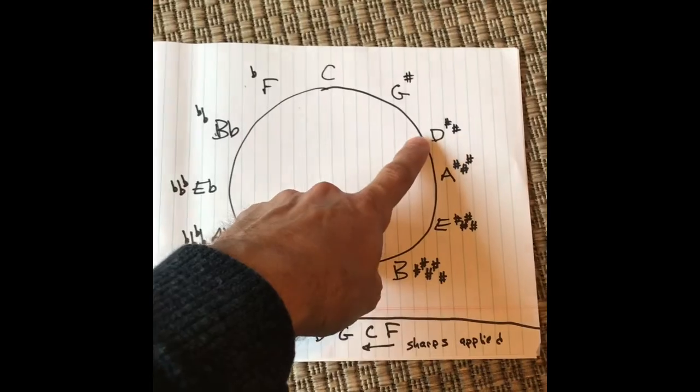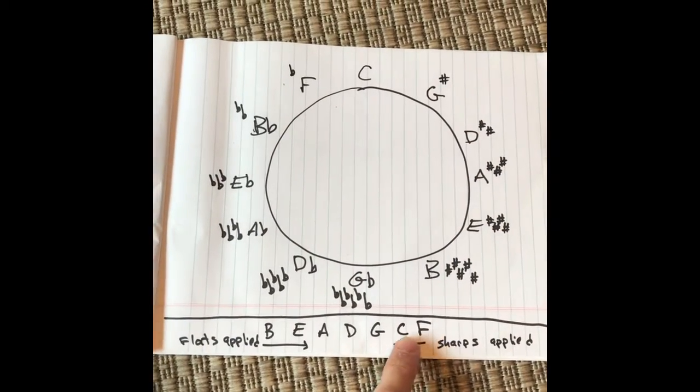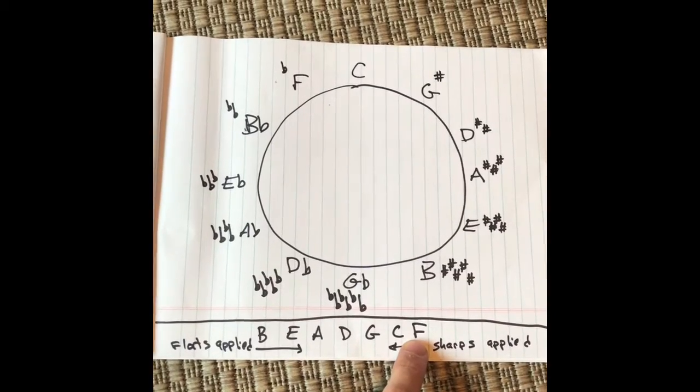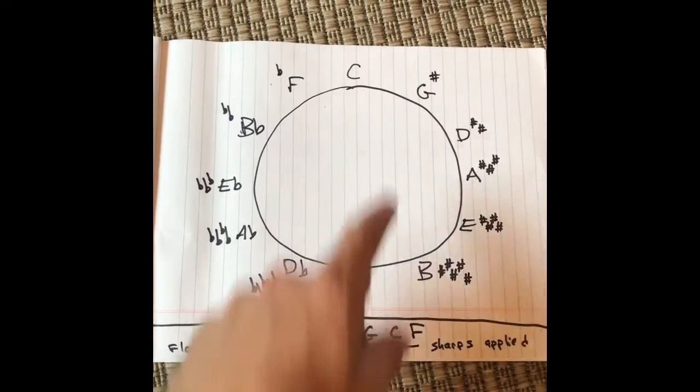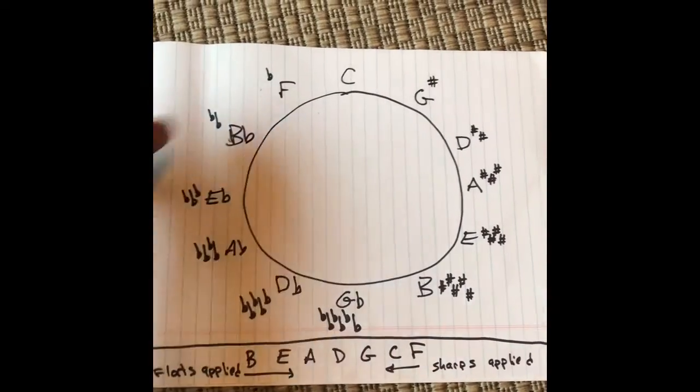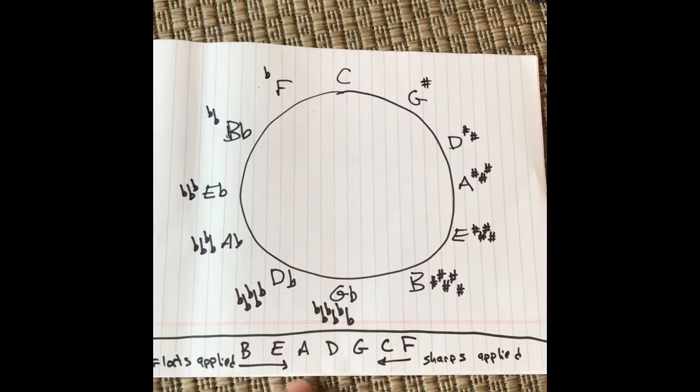The key of D major has 2 sharps, so we're going to have an F sharp and a C sharp. The key of A major has 3 sharps, so it has an F sharp and a C sharp and a G sharp, and so on and so forth in the order here that we see at the bottom. The flats get applied in the opposite order.